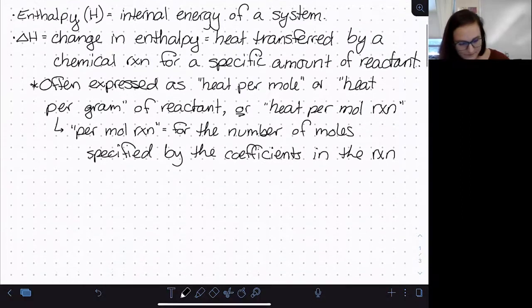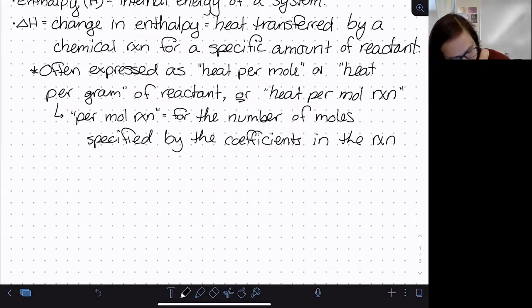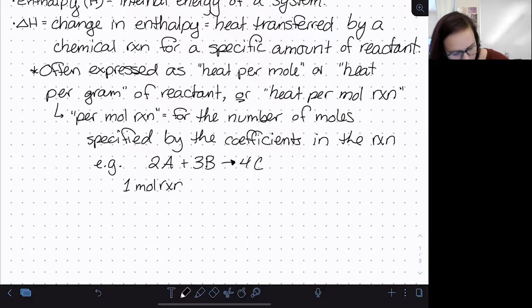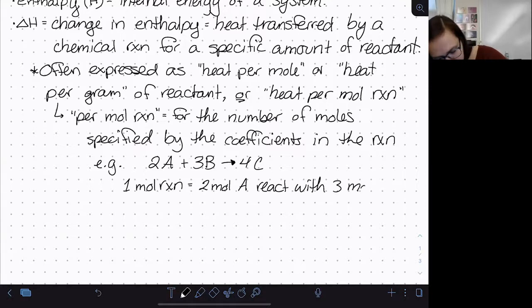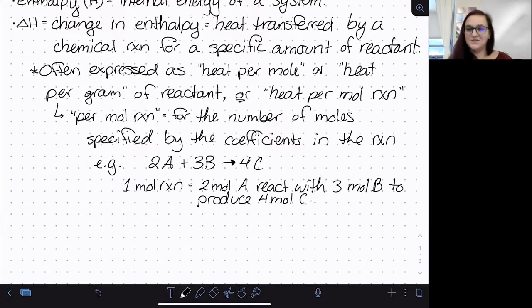So for instance, for the reaction 2A plus 3B, just being really generic, forms 4C, 1 mole of reaction for this equation is when 2 moles of A react with 3 moles of B to produce 4 moles of C. So it's just taking all of the coefficients as numbers of moles. 1 mole of reaction is those many numbers of moles of reactants and products being consumed and produced.